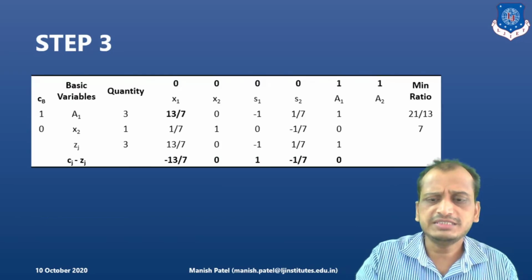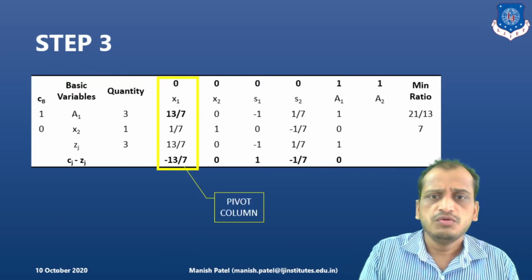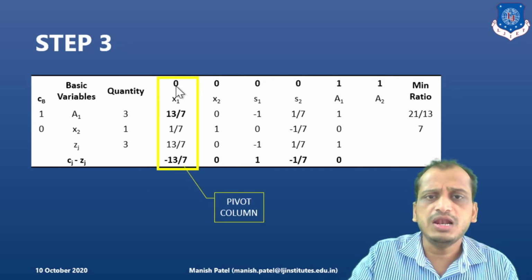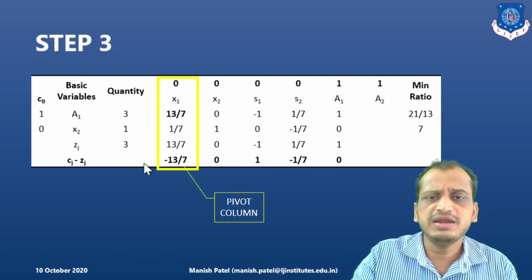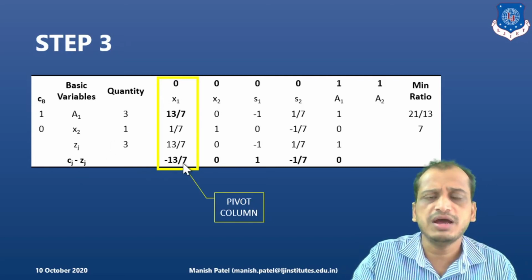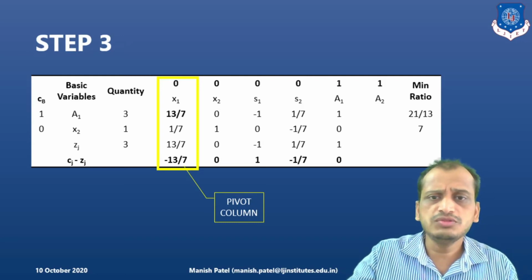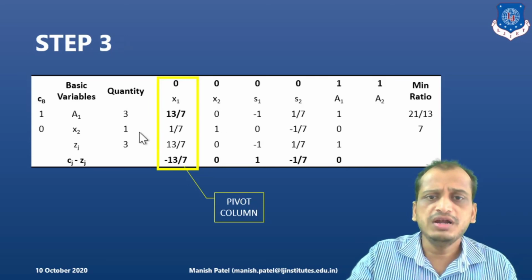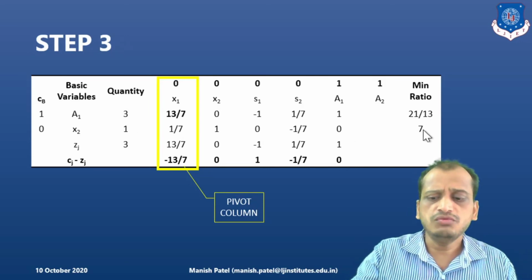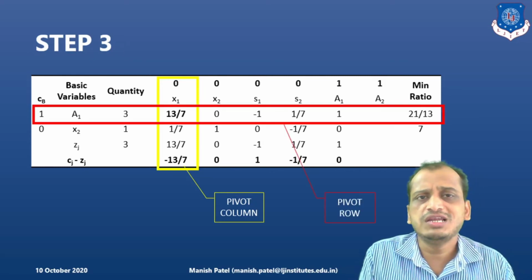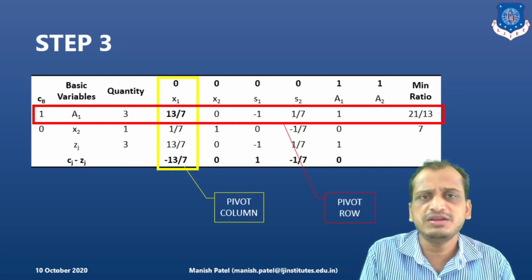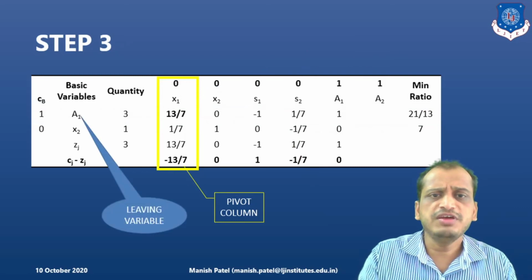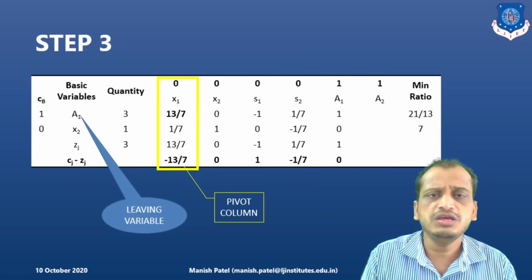Further down, in the next step, what will we do? Here if you see, this minus 13 upon 7 is our pivot column. Why? Because this has the minimum negative value. So that is Cj minus Zj we have calculated, minus 13 by 7. Now corresponding to that, if we divide quantity 3 divided by 13 upon 7, we get 21 upon 13. 1 divided by 1 upon 7, that is 7. So out of that, the pivot row is the one which is the least positive number. Now the intersection is 13 by 7, that is our pivot number. Clear? The entering variable will be x1 and the leaving variable will be a1, which corresponds to the pivot row.